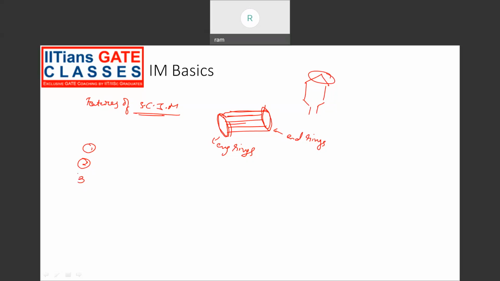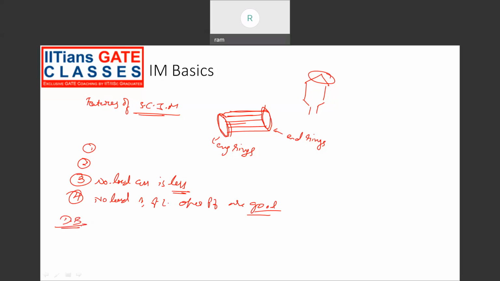The third one is that the rotor surface is smooth, so the excitation current or the no load current is less. The other advantage is that the no load as well as the full load operating power factors of a squirrel cage machine are good, as well as full load operating power factors are good. Good in the sense they are high. So these are the advantages.